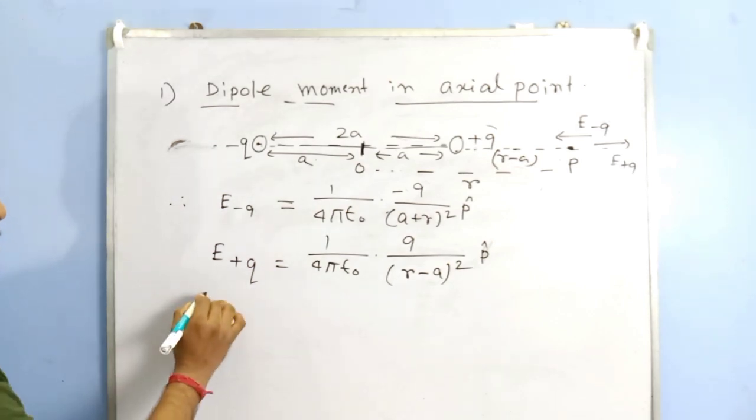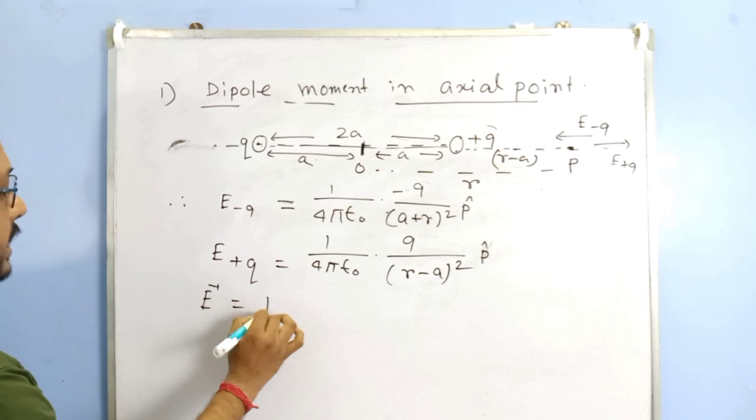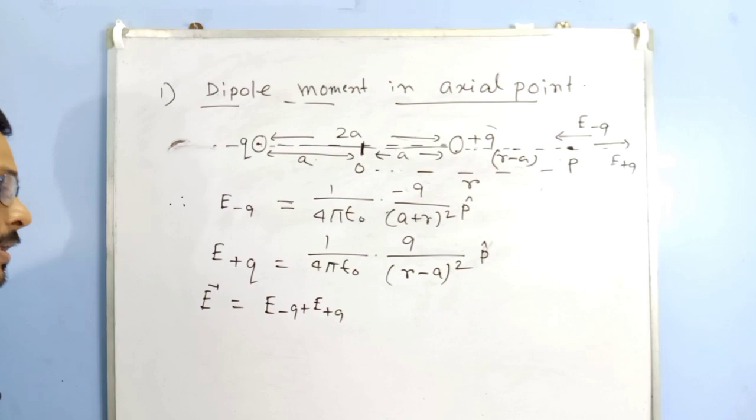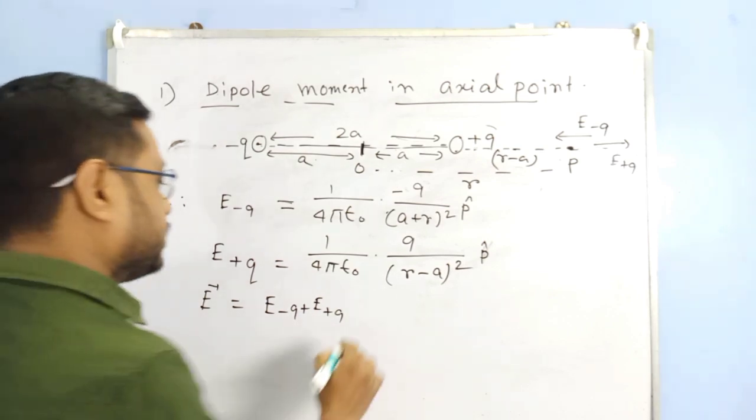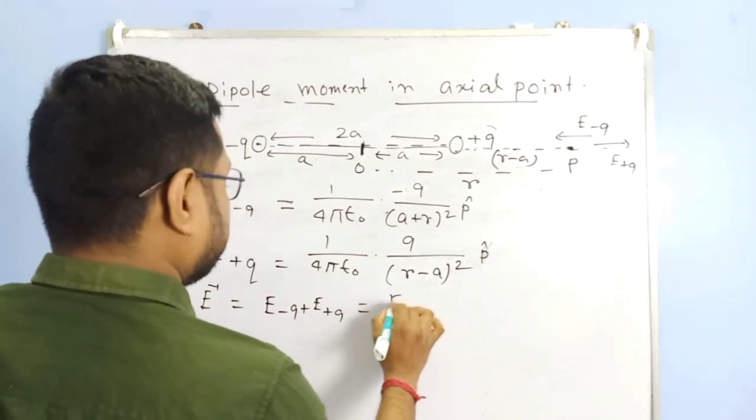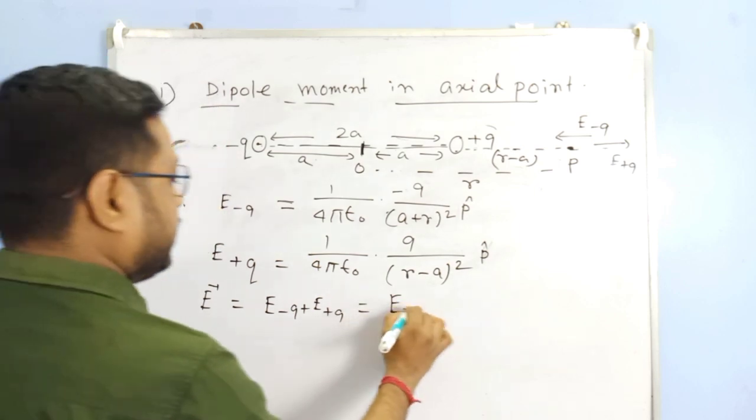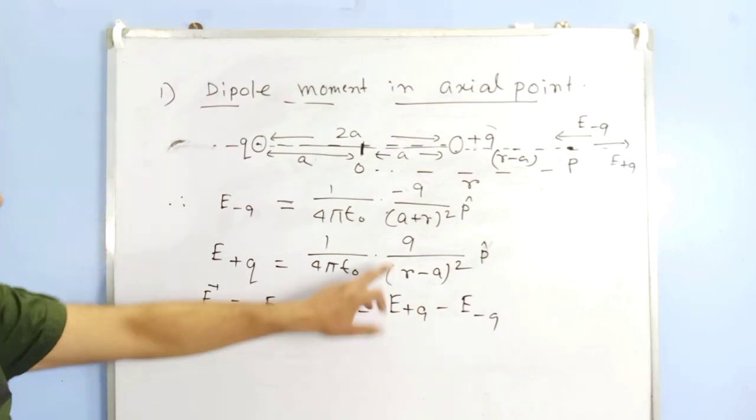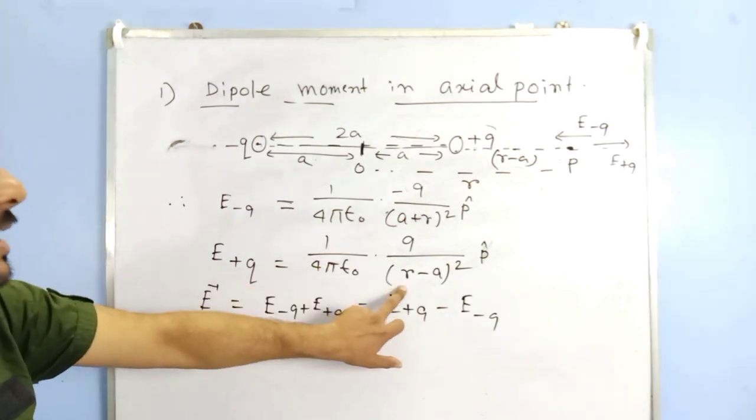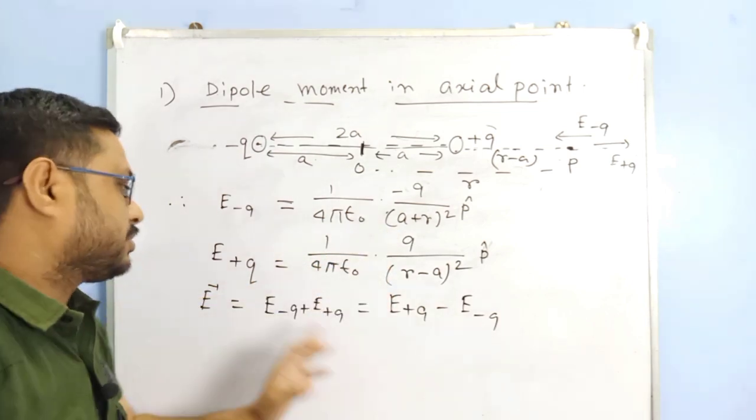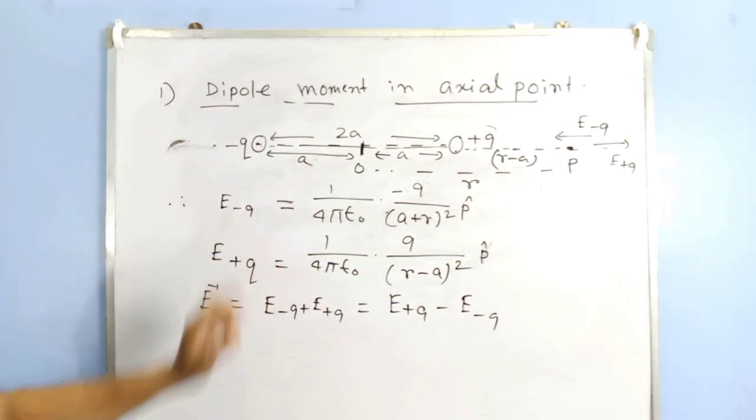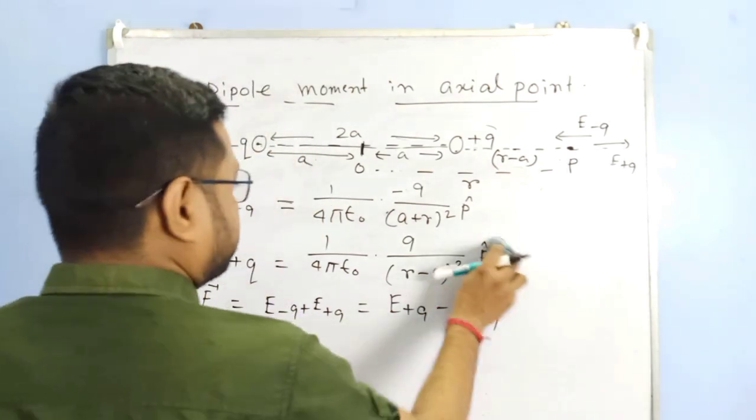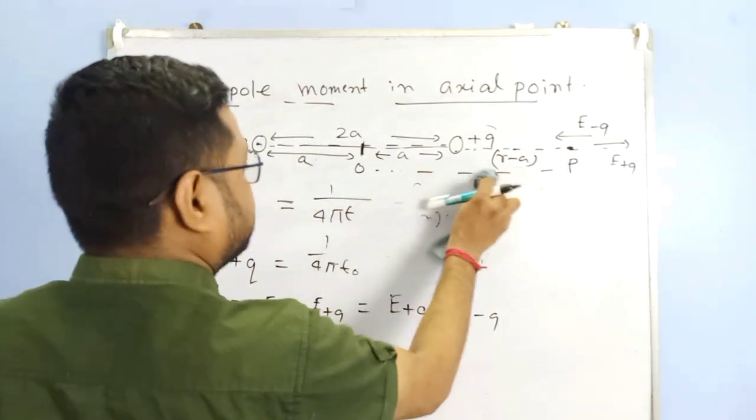Now the resultant electric field E is given by E minus Q plus E plus Q. But as their directions are opposite, the resultant electric field is E plus Q minus E minus Q. As the denominator is R minus A for one and R plus A for the other, E plus Q is greater than E minus Q. So if we take the difference between these, what can we get?